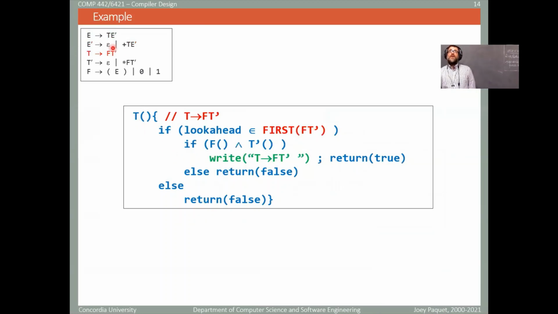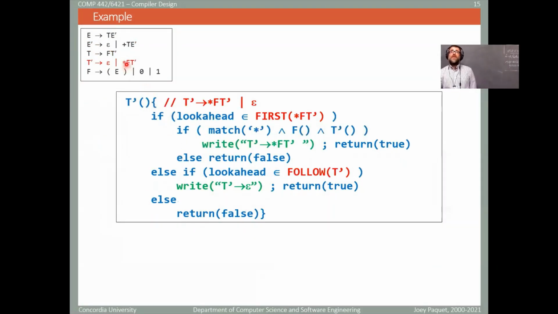So for T, I only have T gives FT prime. So it's very similar to E gives TE prime in form here, except that here I'm checking if look ahead is in the first of FT prime. If it is, then I parse an F, parse a T prime. If both of these return true, I successfully applied this rule, then I return true. If at least one of them returns false, then I return false. There's only one branch, so if this branch does not work, this is a syntax error.